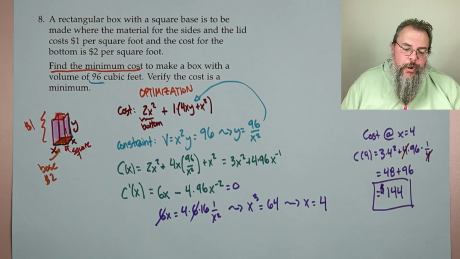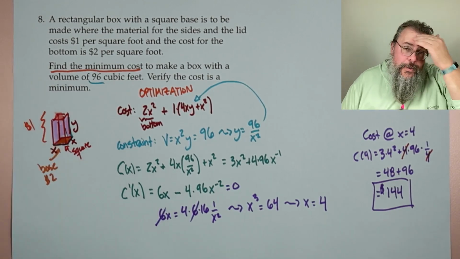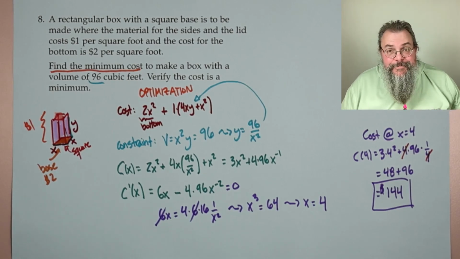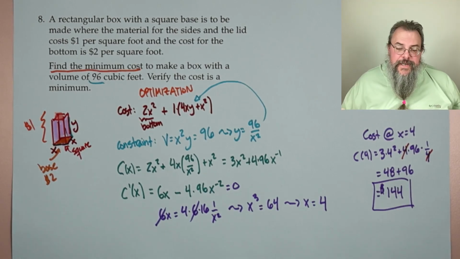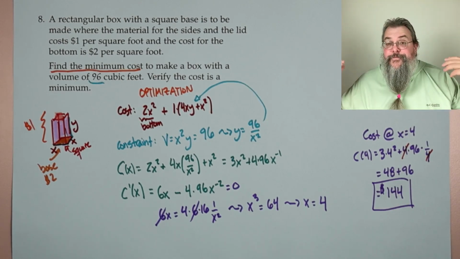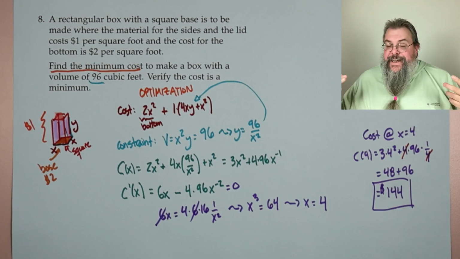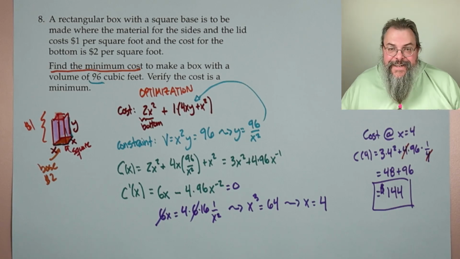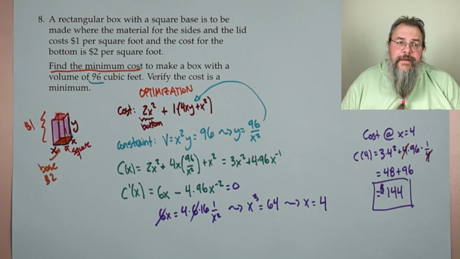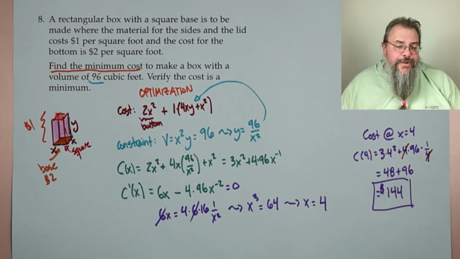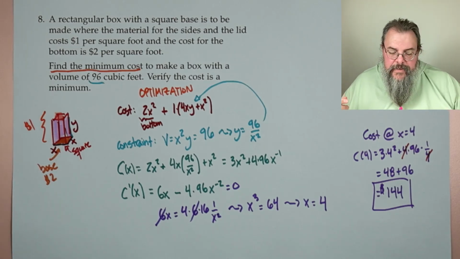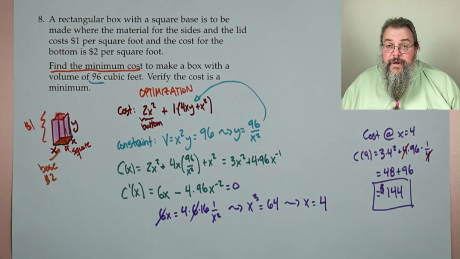Now, are we done? Not quite. We have found the minimum cost. We haven't verified the cost is a minimum. Now, we just intuitively know that if we're looking for a minimum and we find one candidate, that's got to be it, right? And it is. But the graders, they don't like the idea of, yeah, we know it too, but why? So let's apply a test. So what test should we apply?